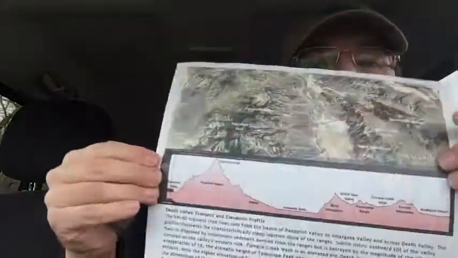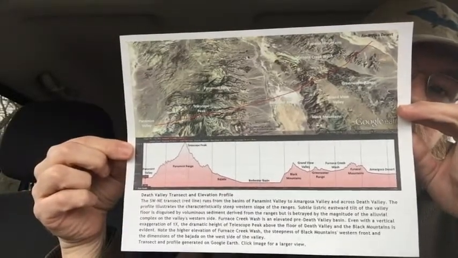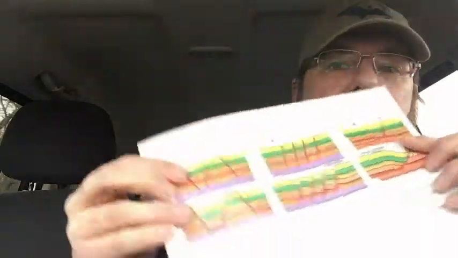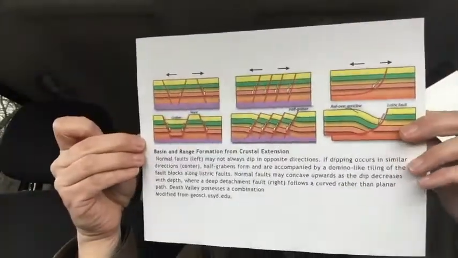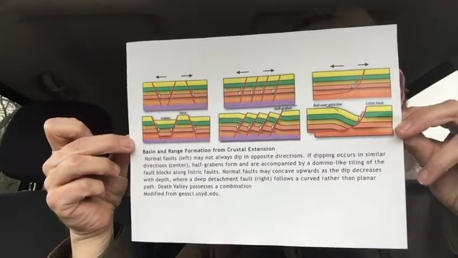Now, just here, this is from that guy's website. You can read it if you want. It's a profile across Death Valley. We're going to be talking a lot about Death Valley here. Now, here is a Basin and Range formation from crustal extension, showing different types of grabens and faults that can form within the Basin and Range.